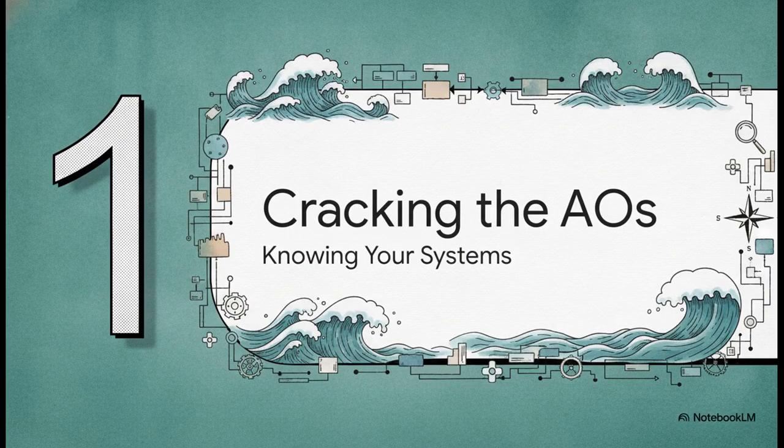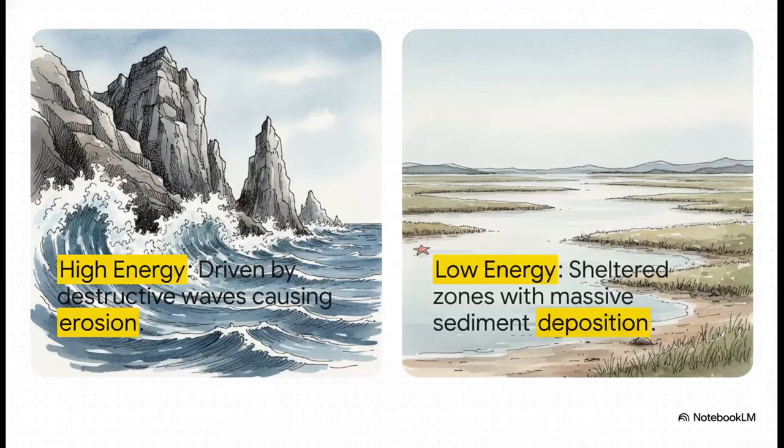Section 1. Cracking the assessment objectives and knowing your systems. To really nail those AO1 knowledge marks, we first have to define the fundamental systemic difference between our two environments. A high-energy coastal environment is totally dominated by destructive waves driving massive erosion. Think rugged, rocky landforms. On the flip side, a low-energy coastal environment, like an estuarine zone, features shallow waters. These shallow waters literally drain the incoming wave energy, which leads directly to intense sediment deposition. It's essentially a grand battle between wave power and sediment supply.